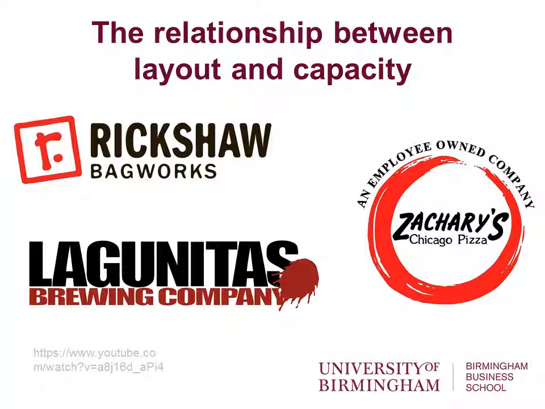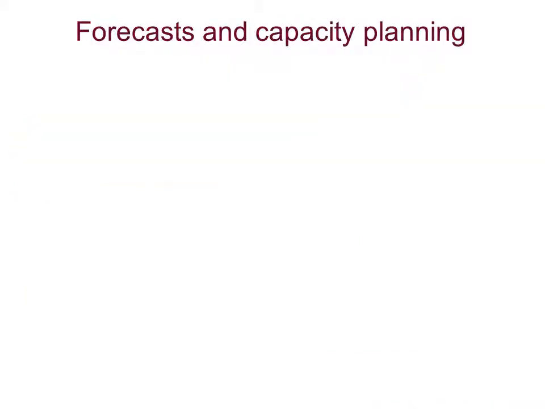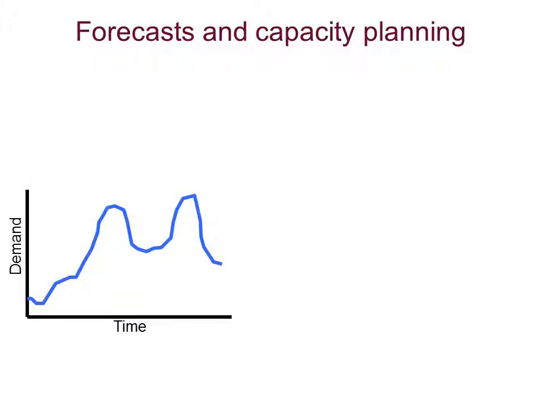Okay, in the lecture I had a video clip which you can see grayed out at the bottom corner there, which talks about the relationship between layout and capacity. So I've talked about forecasts and how we use forecasts, and these are important to understanding and helping us plan our capacity. What we need to do here is forecast demand. I'll go into forecasting in a little bit more detail in the next session, but at this stage let's just think about what forecasts can give us.